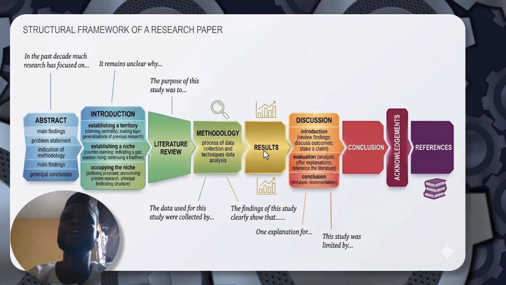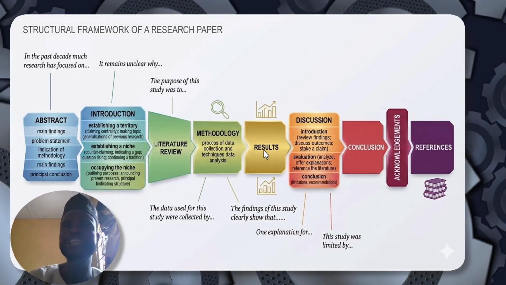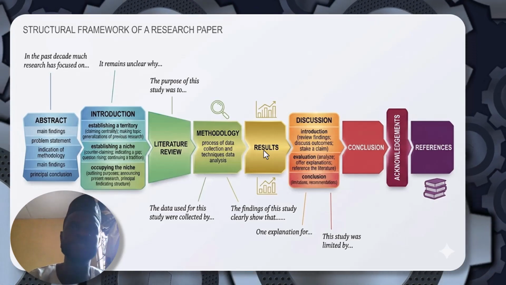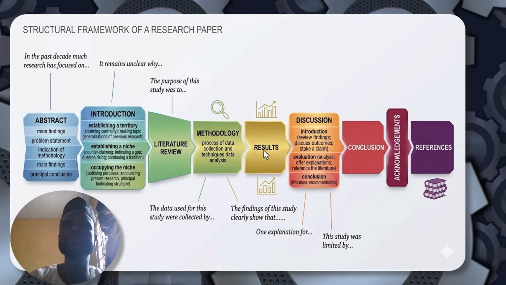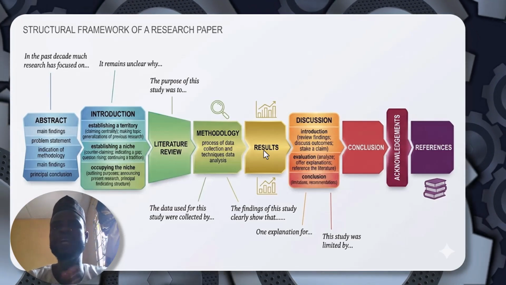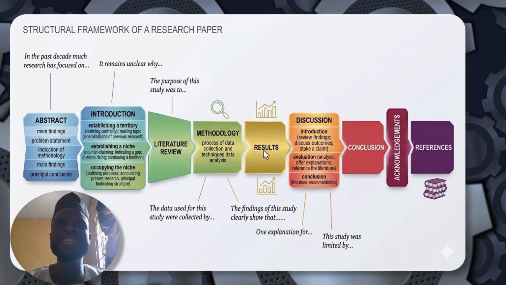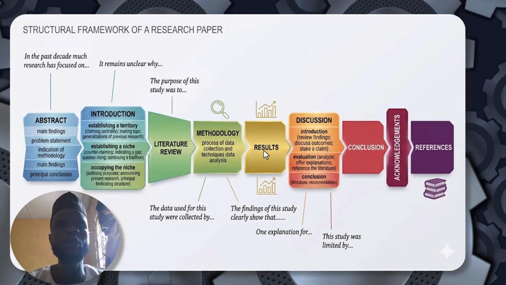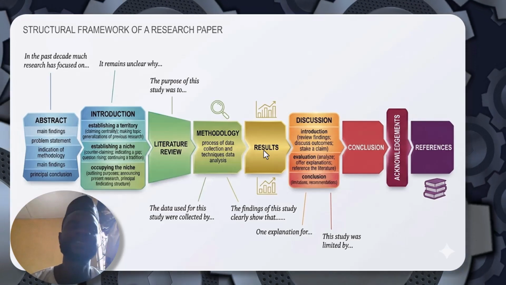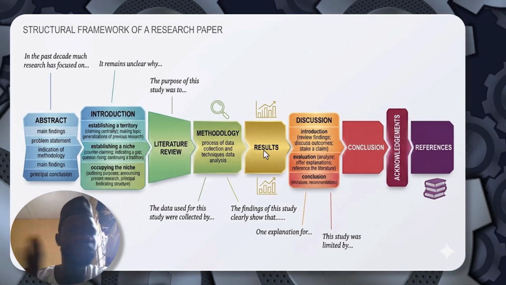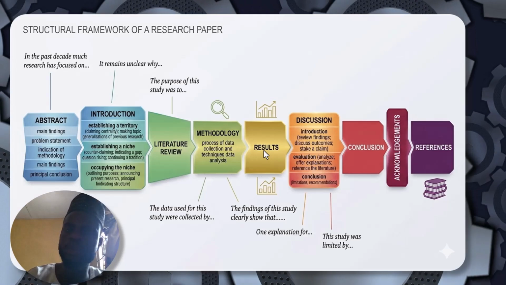For example, if you conducted a survey, present major trends or relationships in the responses. If you performed an experiment, show the measurable outcomes. If you carried out quantitative or qualitative interviews, present the key themes that emerge. The goal of the results section is to answer one question: what did you find? That is the main review of the results section. What did you find?